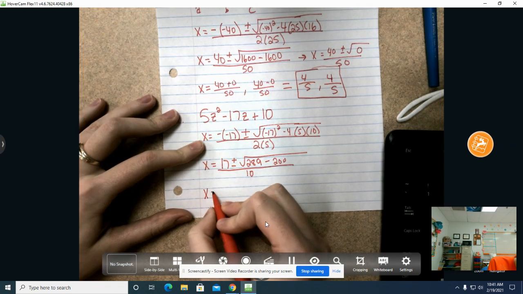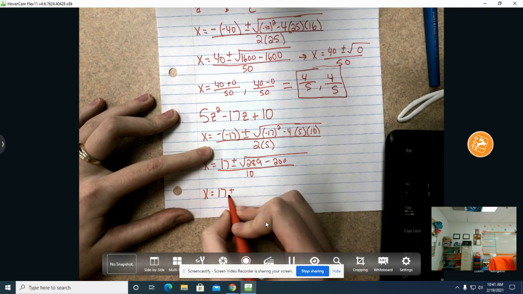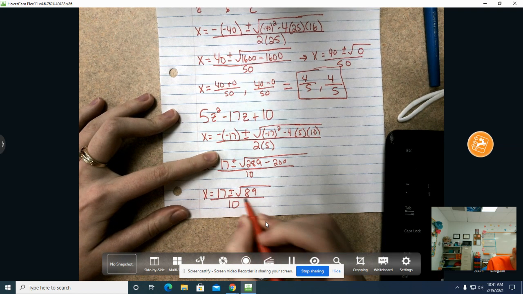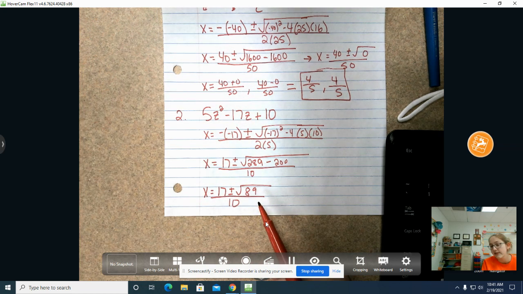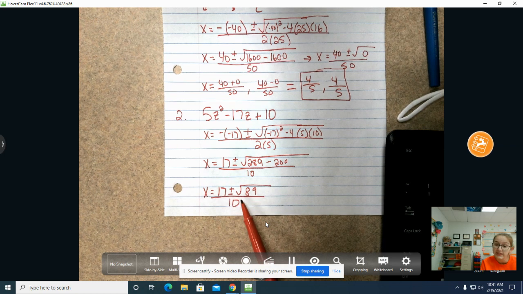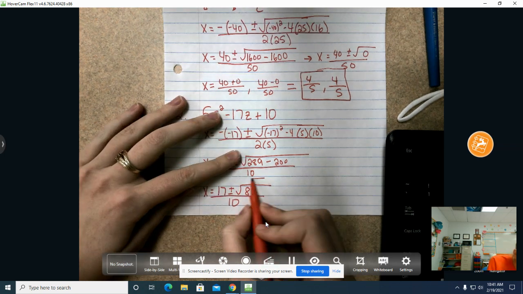Then we're going to solve that. x equals 17 plus or minus the square root of 89 over 10. So the square root of 89, that's not a perfect square, so our answer is going to have a radical in it, meaning it's irrational. We see if we can simplify this down any further, and we cannot. So this would be your answer.